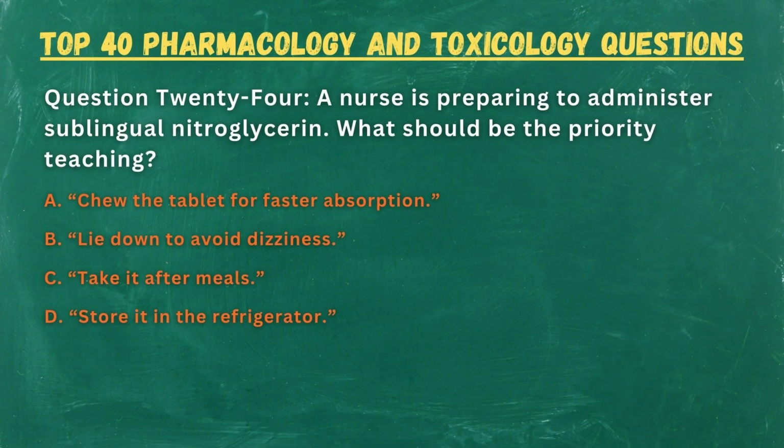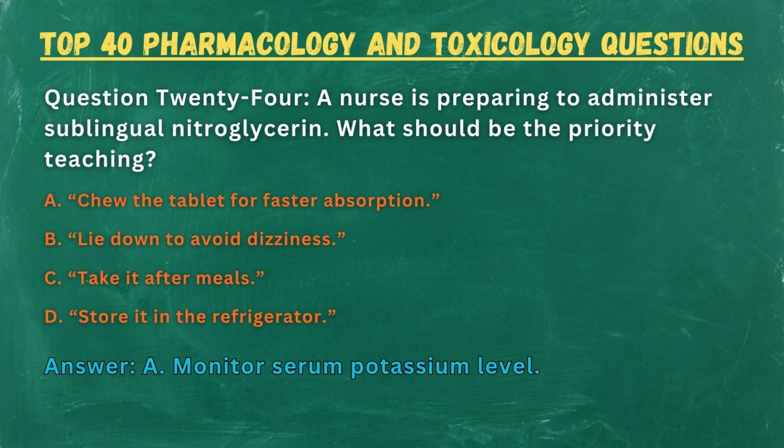Question 24. A nurse is preparing to administer sublingual nitroglycerin. What should be the priority teaching? A. Chew the tablet for faster absorption. B. Lie down to avoid dizziness. C. Take it after meals. D. Store it in the refrigerator. Answer: B. Lie down to avoid dizziness.